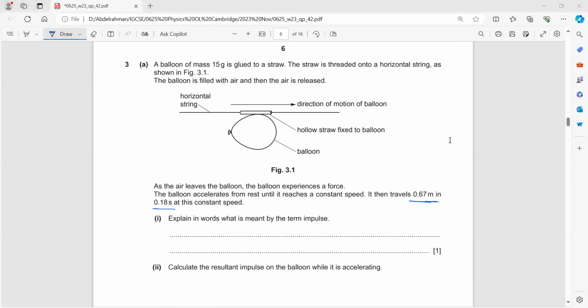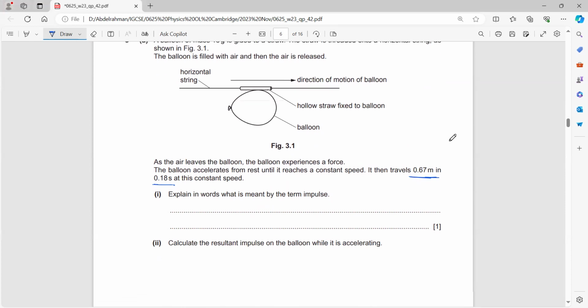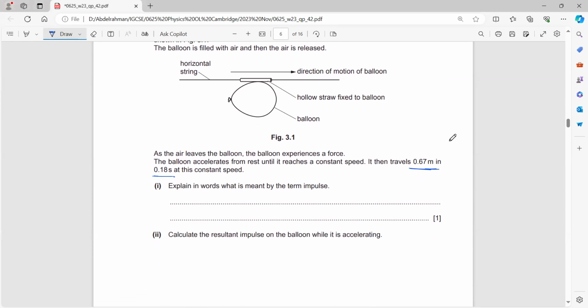What do I mean by the term impulse? What's the equation we use to find impulse? It's the change in momentum, or the other one, which is force times time.